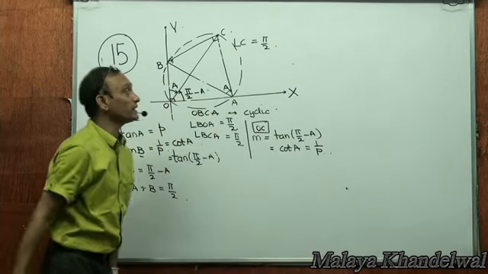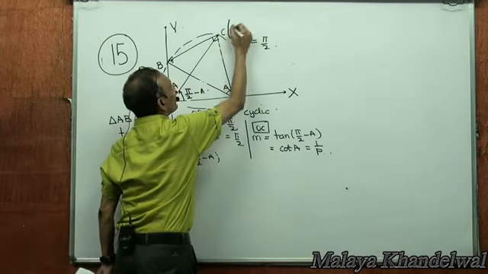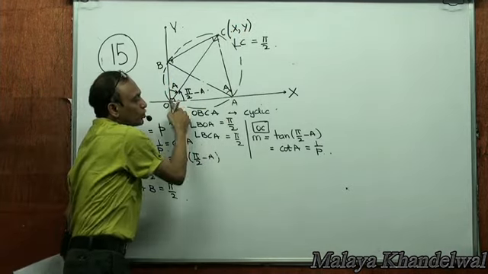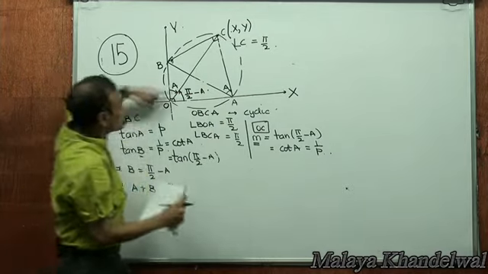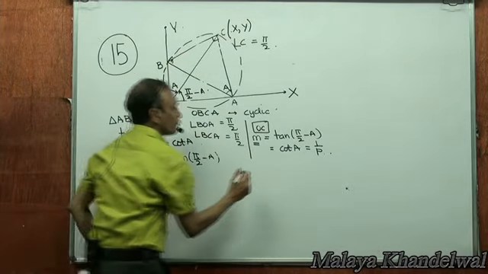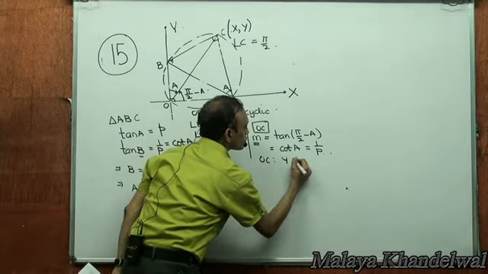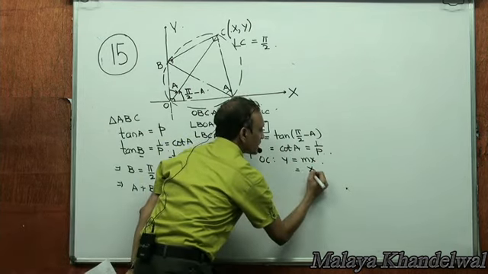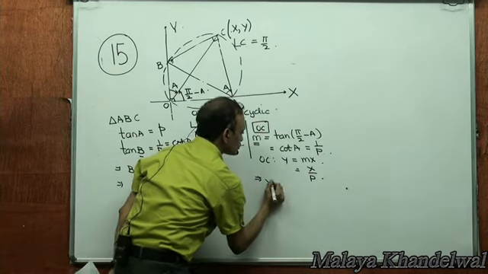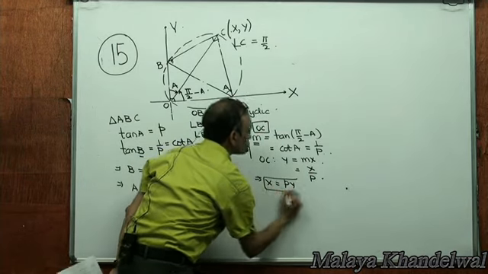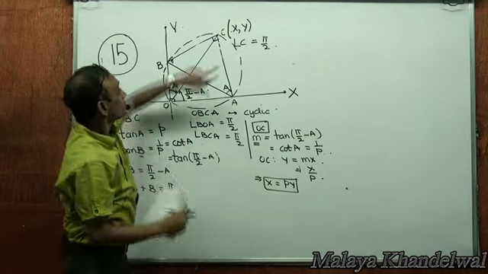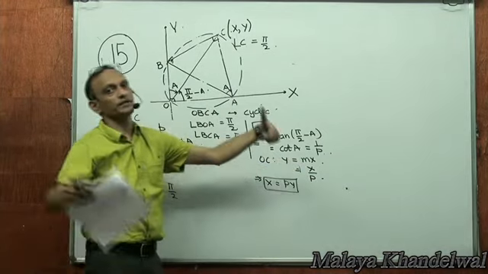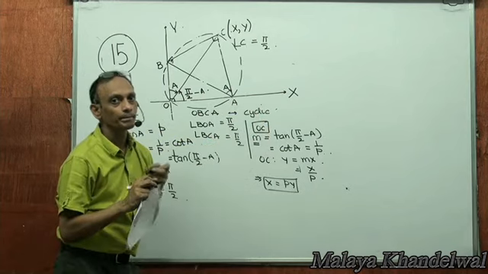If x and y are the coordinates of C, then OC is a line passing through the origin with slope m. Therefore, what's the equation of OC? The equation of OC is y equal to mx. Yes or no? Where m is 1 by P, so this is x by P. So the equation of OC is going to be x equal to Py. So the locus of C is a straight line passing through the origin with slope 1 by P. As simple as this. Is that okay?